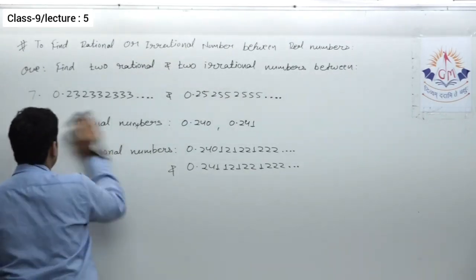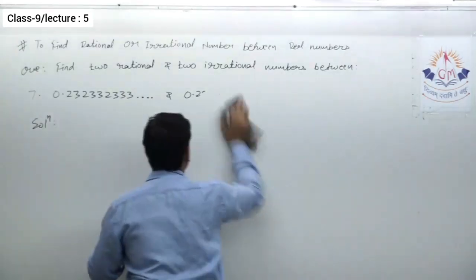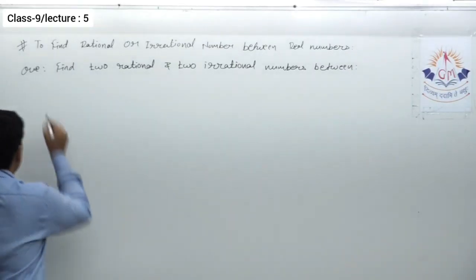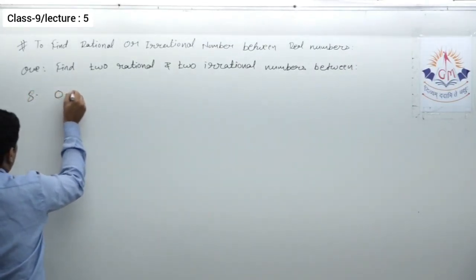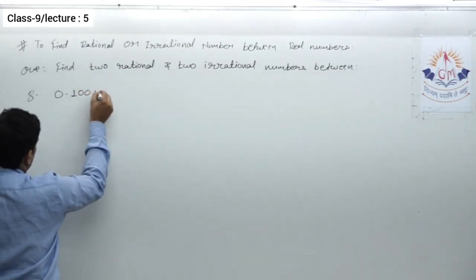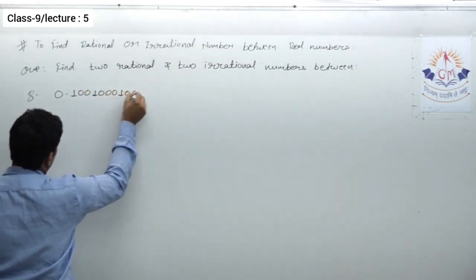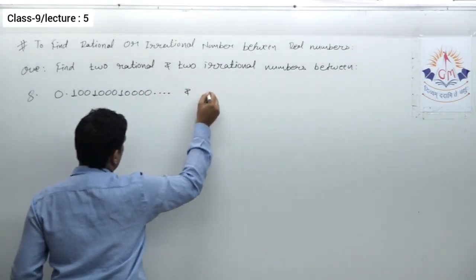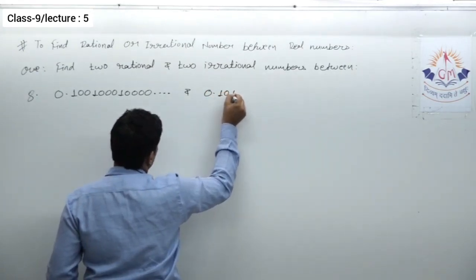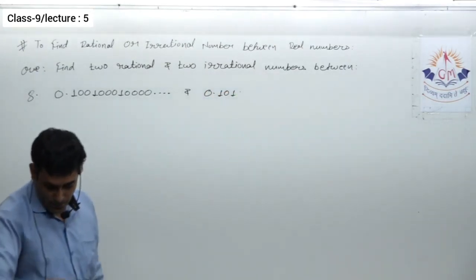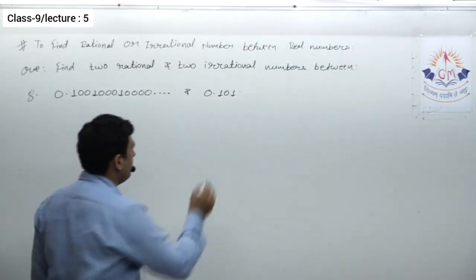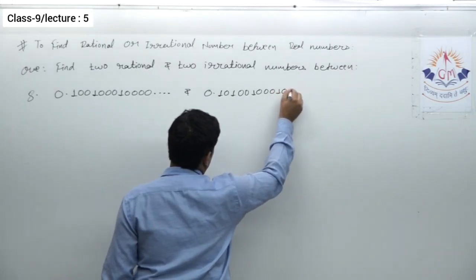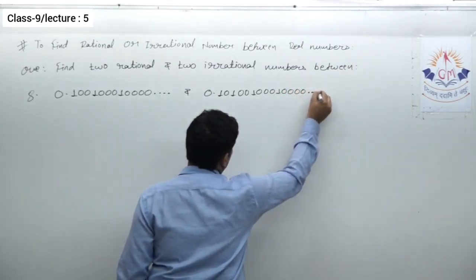Okay, next one is the eighth one, 0.1001, triple 0, 1, 4 times 0, and so on. And another number is 0.10, double 0, 1, double 0, 1, triple 0, 1, 4 times 0, and so on.